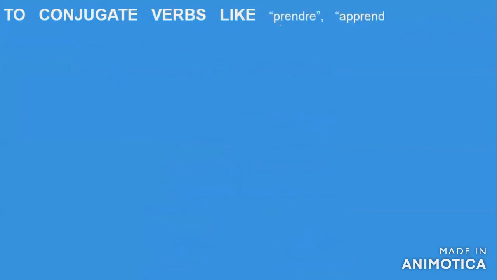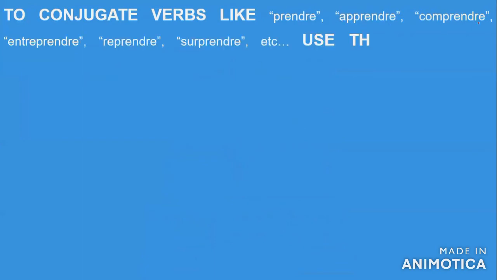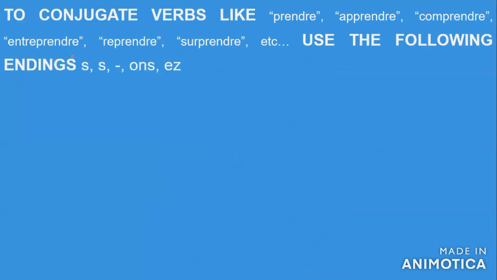So now we have the verb prendre. Prendre means to take. Apprendre means to learn. Comprendre means to understand. Entreprendre means to undertake something. Reprendre means to retake. Surprendre means to surprise, okay? So now, these are conjugated the same exact way. But let's see how we are going to add this termination on these verbs.